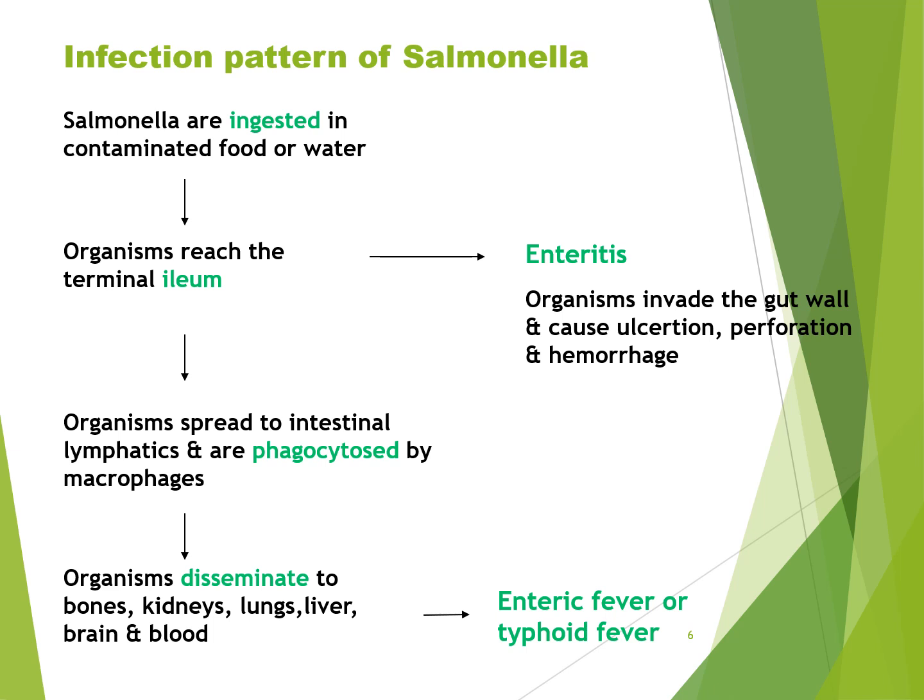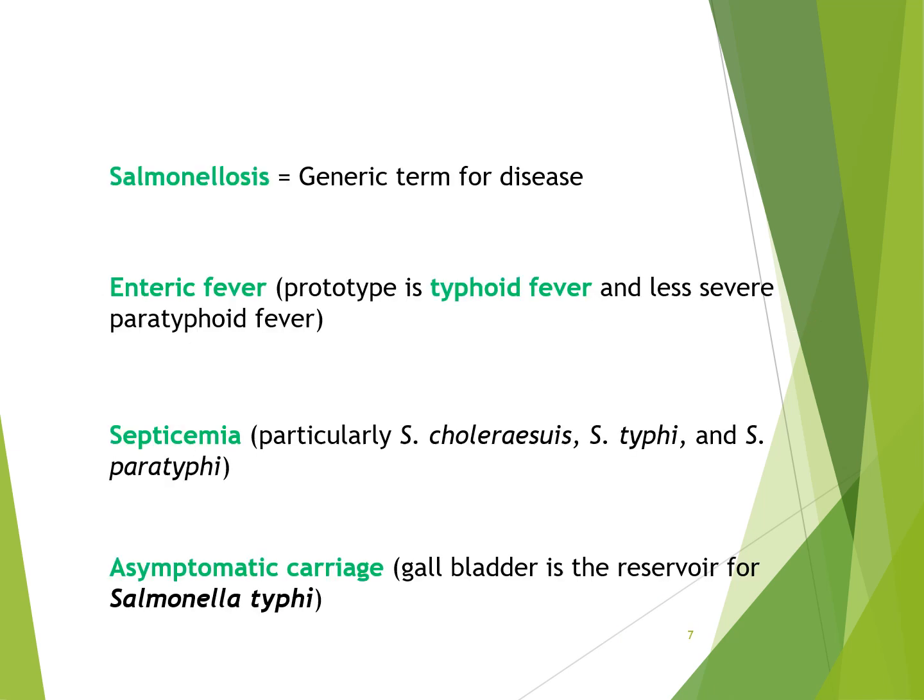So how does Salmonella infect? Salmonella are ingested in contaminated food or water. The organisms reach the terminal ileum, resulting in enteritis. The organisms invade the gut wall and cause ulceration, perforation, and hemorrhage. Or the organisms spread to the intestinal lymphatics and are phagocytosed by macrophages. Organisms disseminate to bones, kidneys, lungs, liver, brain, and blood, and this results in enteric or typhoid fever.